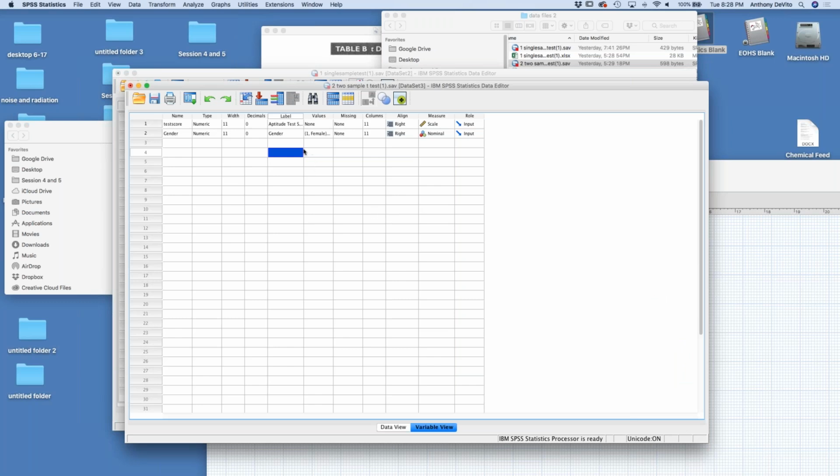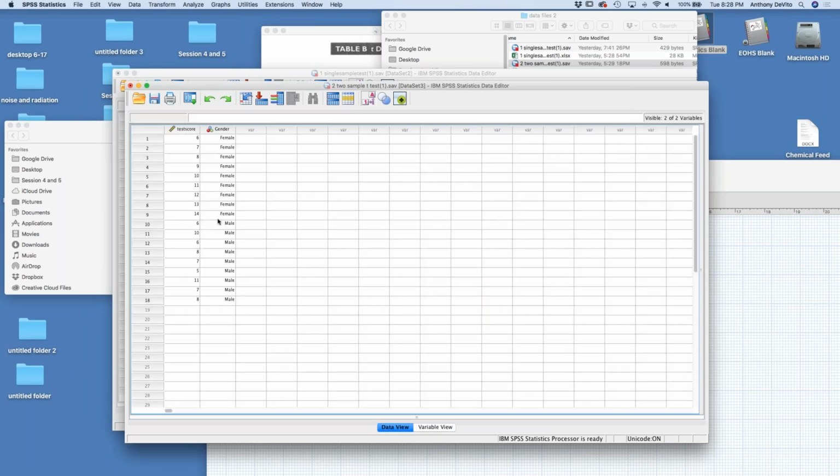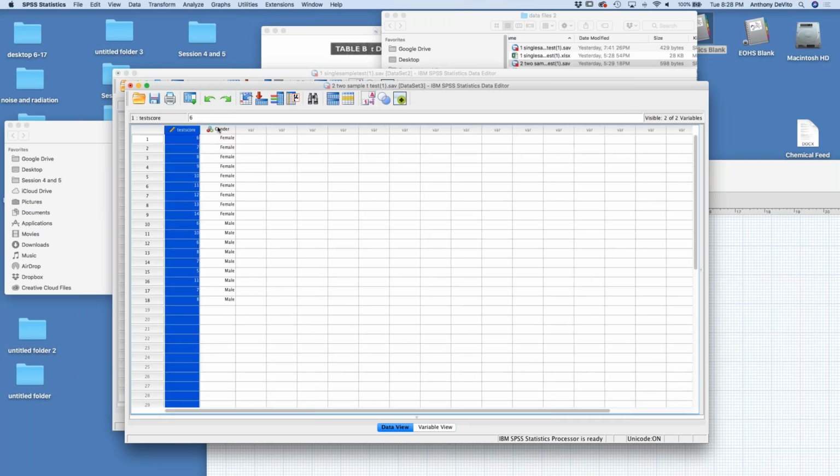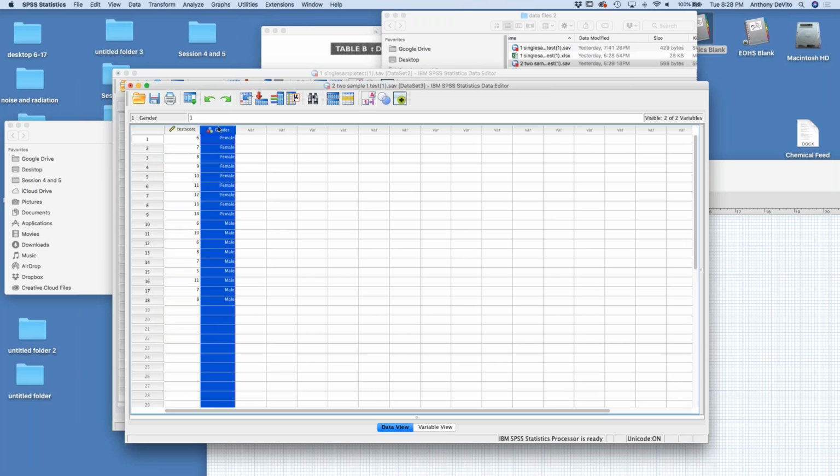Okay, so now in this case, if I go back to my data view, I have two variables here. I have the test score itself, which is a numerical variable, and I have gender. Gender happens to have two values, male and female. If I go over here to view, I can turn the value labels on, and you can see that gender is really 1 and 2 is what data is in here.